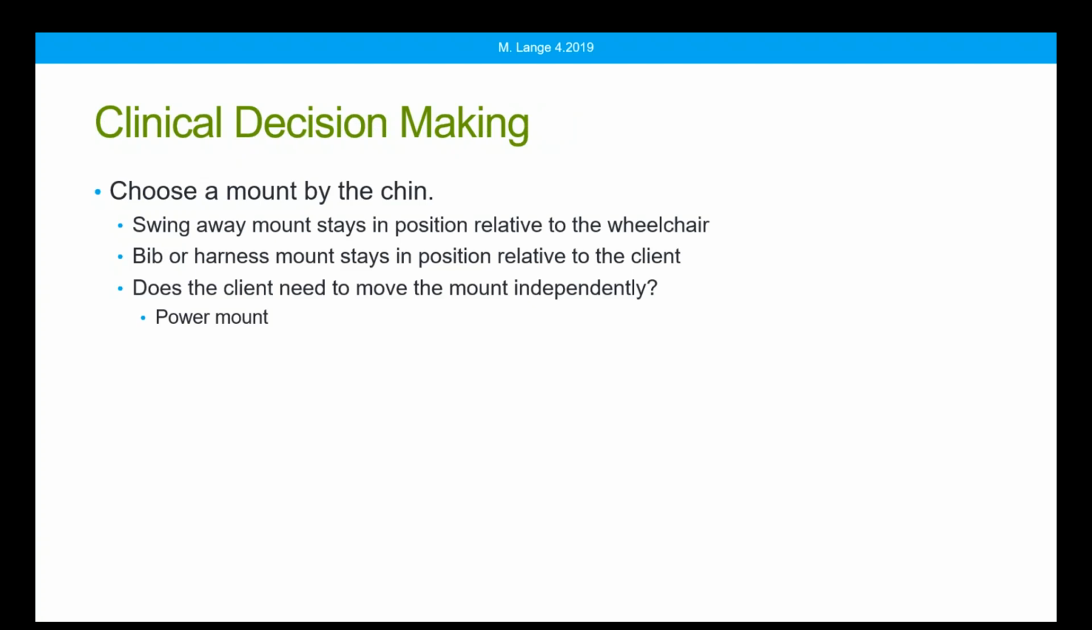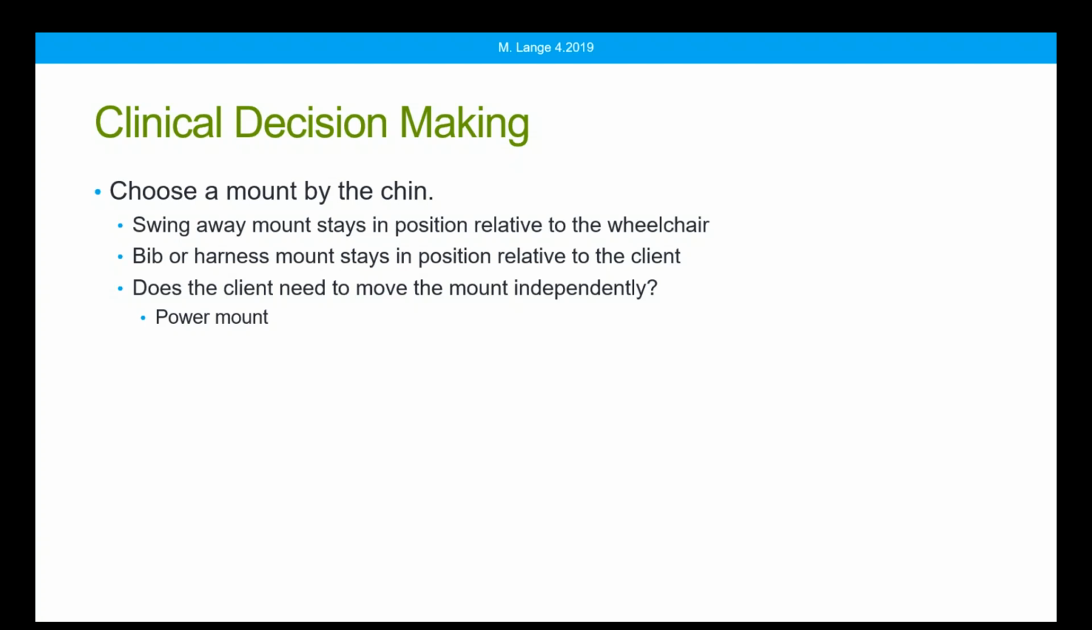So let's talk about mounting by the chin. We have two main options. We can either have a swing-away mount that stays in position relative to the wheelchair. The mount is attached somehow to the wheelchair itself, perhaps off of a head support or off of a back cane or the seating system. If the client is moving around within their wheelchair seating system, they're going to move in relation to the joystick.